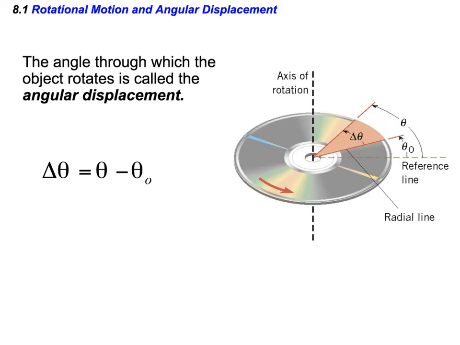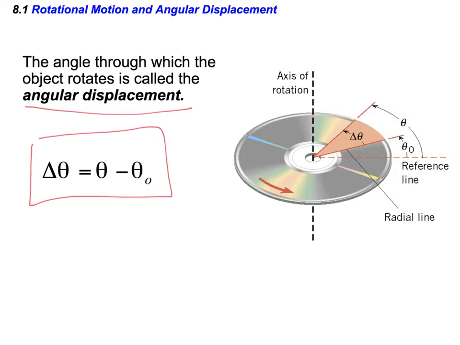When we talk about translational kinematics, we have this idea of displacement being a linear distance that we travel. Well, in rotation, we may not be moving translationally. However, there is a displacement. And we call that displacement an angular displacement, which is a displacement of an angle.